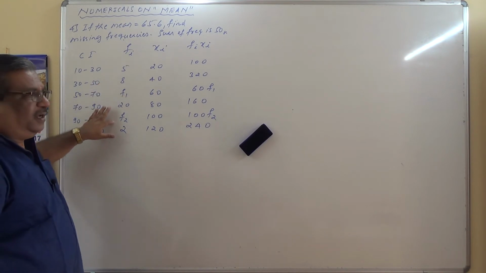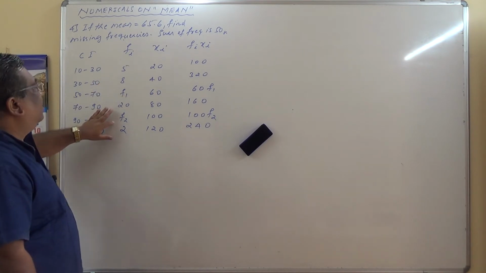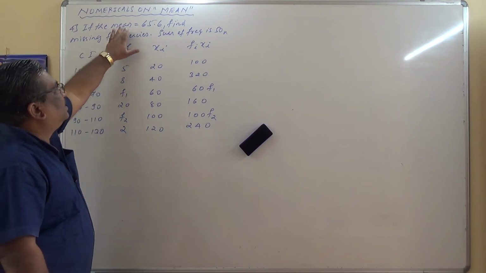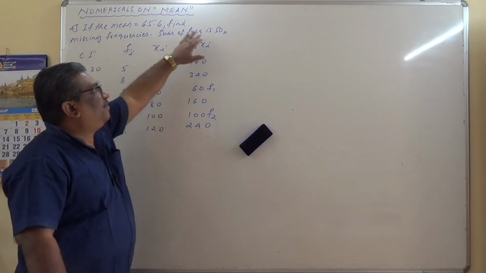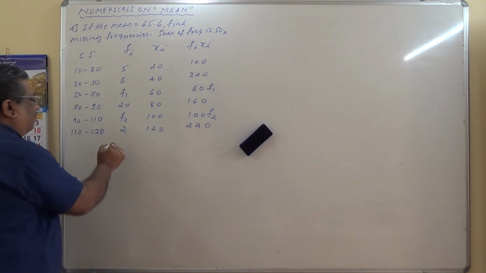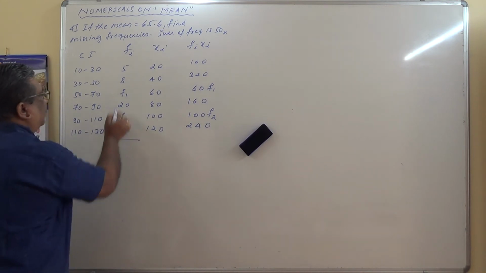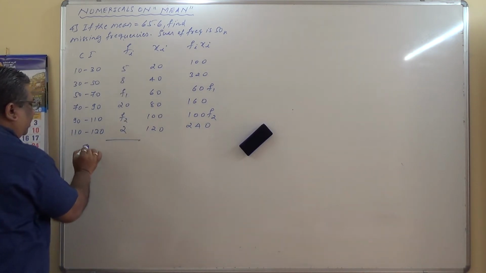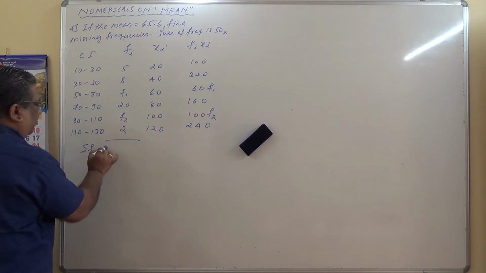A couple of pieces of information are hidden in the given sum. Mean is given as 65.6 and the sum of the frequencies is 50. So basically the sum of the frequencies, sigma fi, equals 50.